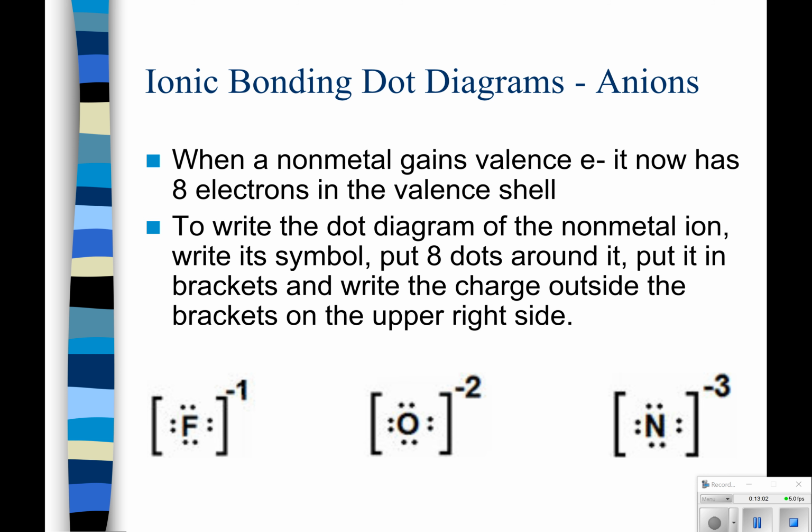So we write the dot diagrams for any anion, for any negative ion, with brackets around the symbol and 8 dots around the symbol to indicate that that ion has filled its valence shell with 8 electrons. And then we write in the upper right hand corner how many electrons that ion gained in order to attain the charge that it has. So oxygen gains 2 electrons in its valence shell, so therefore it has an overall charge on its anion of -2. And again, that's going to indicate the number of electrons that were gained.